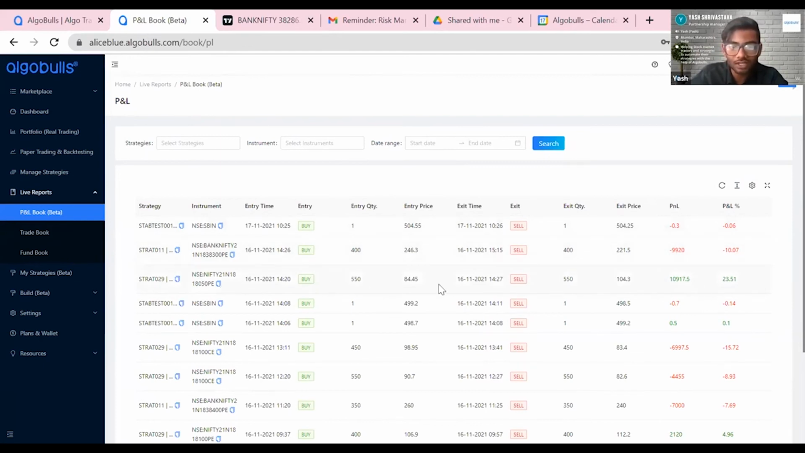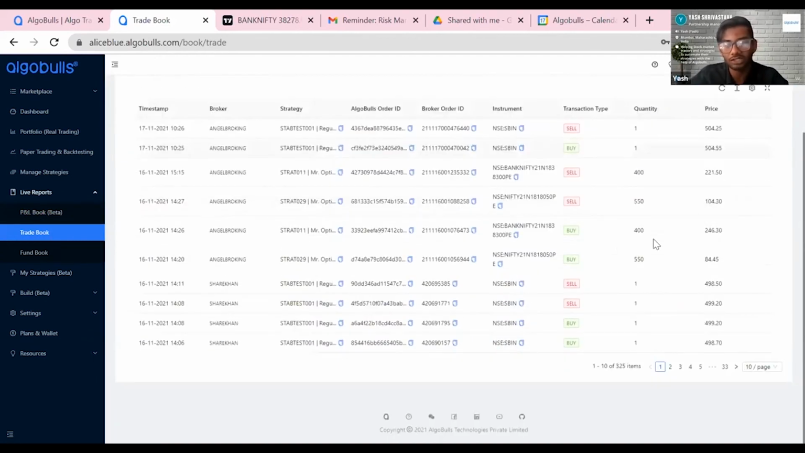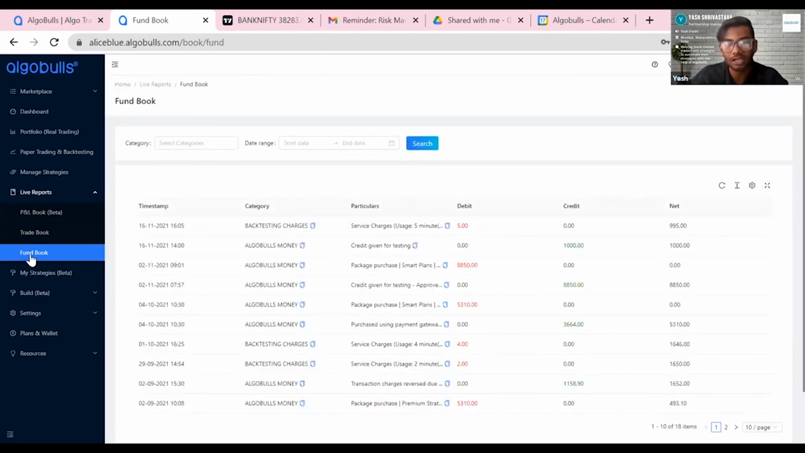So you could see that Nifty was bought at this price and this quantity, and a profit of 10,000 rupees was booked. You can find all these things very simply, and you can view this at your broker terminal too. You can also find the trade book and see how the strategies have been trading. You could see the quantities, the price, and the funds book, which shows the fund balance in the broker account at the end of the day after you have utilized the margin given by the broker. This fund balance is more towards AlgoBulls money usage, backtesting charges usage, etc.